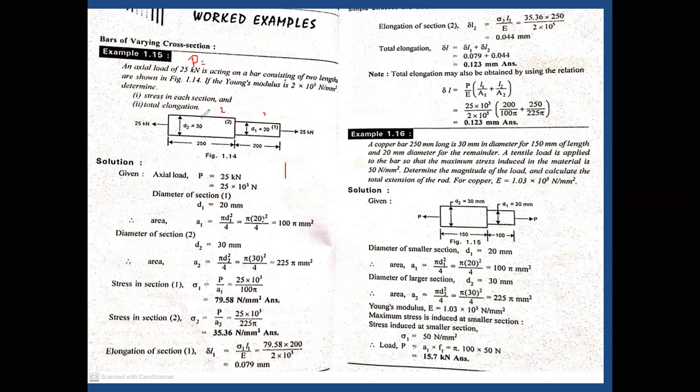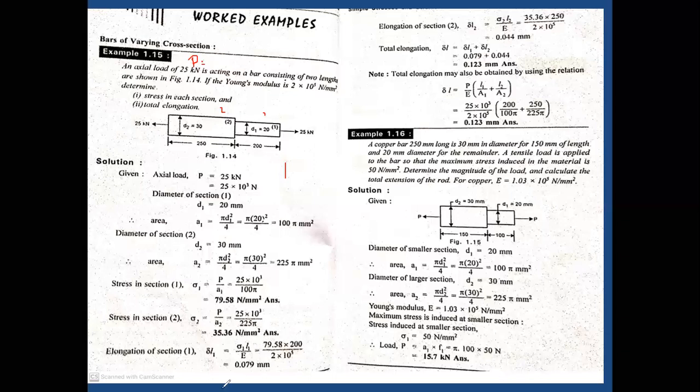Now, while we consider the second section, sigma 2 equals P by A2. P is 25 into 10 to the power of 3 divided by 225 multiplied by pi. The value will be 35.36 Newton per mm square.